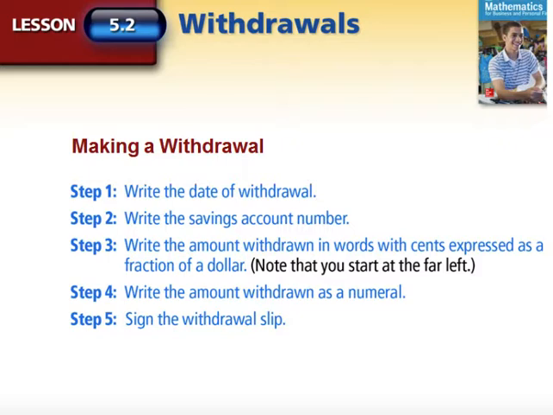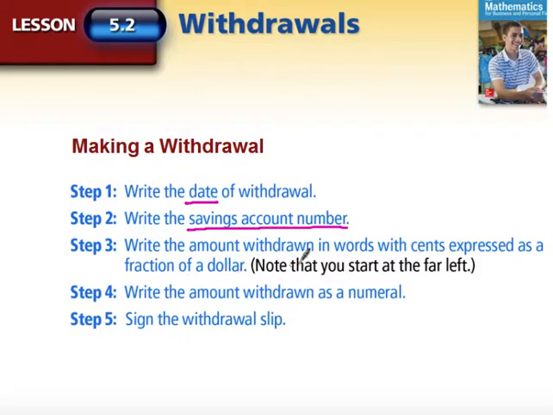So first you're going to have to fill out a withdrawal slip and give that to the bank. Your withdrawal slip should have the date. You have to have your savings account number on that. And usually you don't have a book of withdrawal slips for your savings account like you do with your checking account, so you're filling out a blank one. That's why you have to be sure to put your savings account number in there.